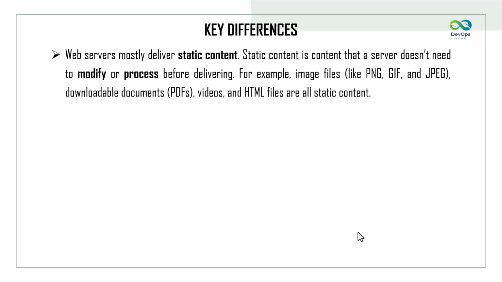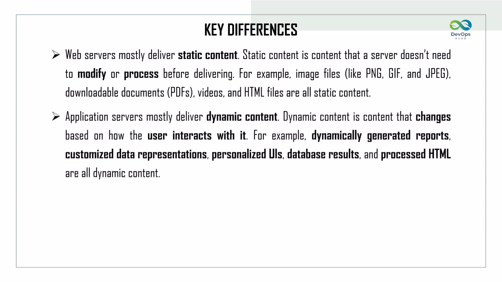On the other hand, your application server mostly delivers dynamic content. Dynamic content is content that changes based on how the user interacts with it. So these are content that change based on the request that the user is making. For example, if you have a website, let's use Amazon as an example.